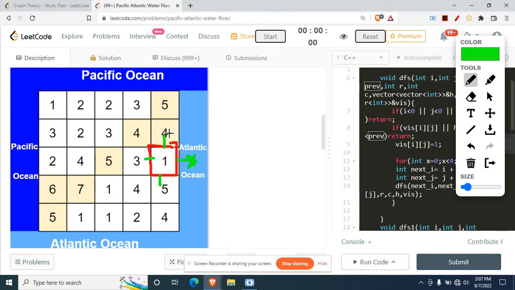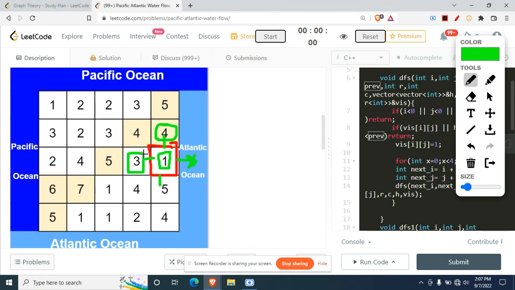Will you go to the up? Yes, you can go up. Why so? Because where you are going, the value or whatever the number that is present there is greater than your previous value that you are coming from. Okay, so that is the reason we take previous value.